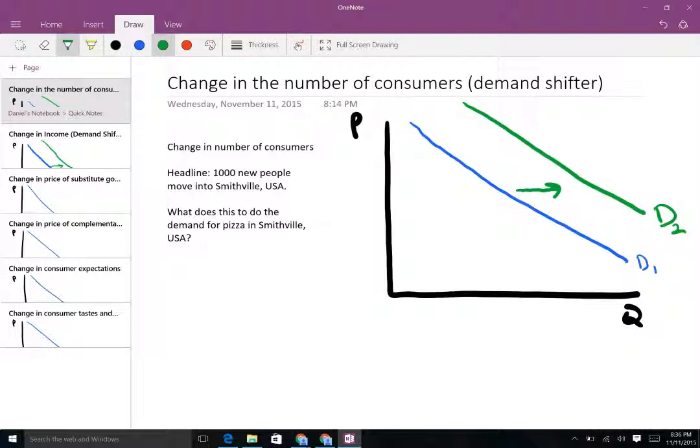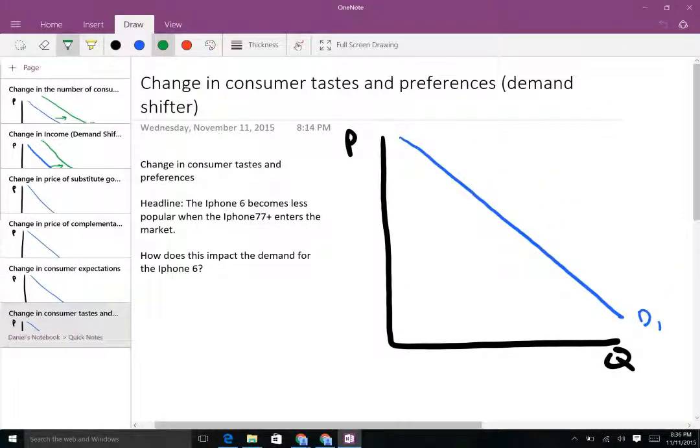All right, shifter number 3, a change in consumer tastes and preferences. So here's our fake headline. The iPhone 6 becomes less popular when Apple releases the iPhone 77 Plus. So when this gets released, how does it impact the demand for the iPhone 6?